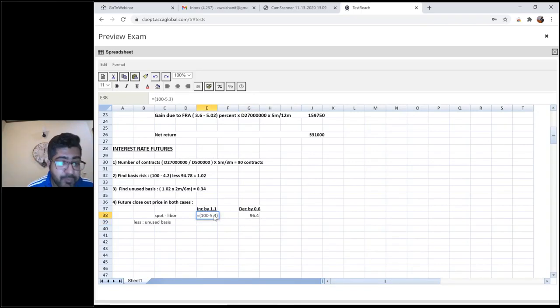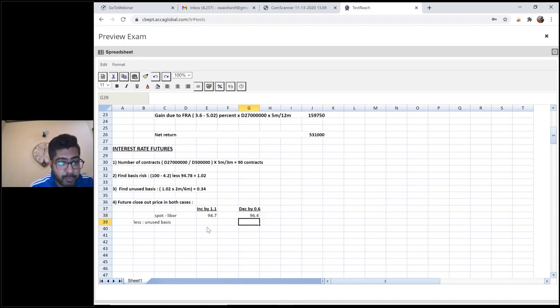Again, the question comes, sir, why didn't you take that less 30 basis points here? I will only take that when I'm investing. I'm not investing money in step 4. It's just spot minus LIBOR. So spot is 100, LIBOR is 4.2, but in the case of increase by 1.1, it becomes 5.3. And in the case of decrease by 0.6, it is 3.6.